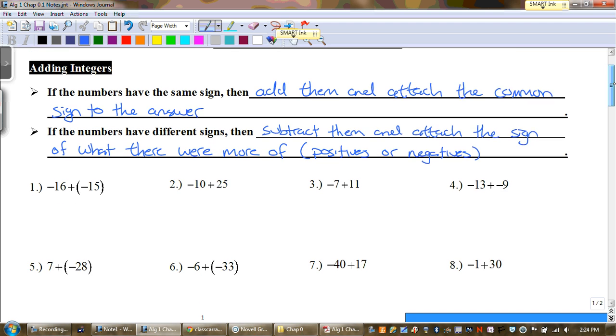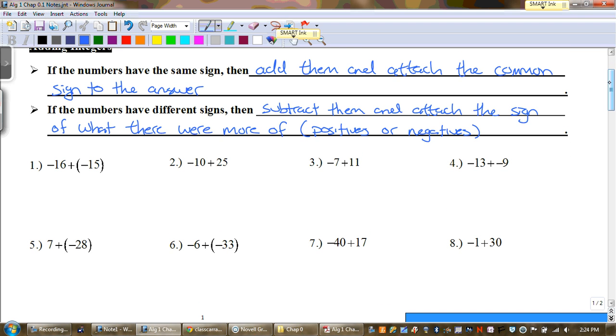Okay, so let's look at number 1. Are they the same sign or different signs? Well, they're the same. So if it's the same sign, we need to add them. If you need to go off to the side and write 16 plus 15, that's fine because we're not using a calculator right now. It's 11, bring it down, you get 31, and you keep the sign, so it's negative 31.